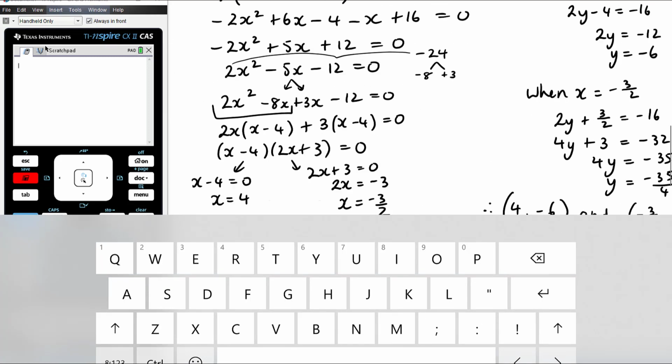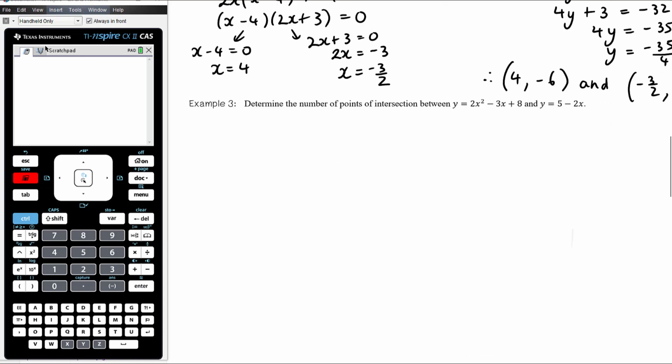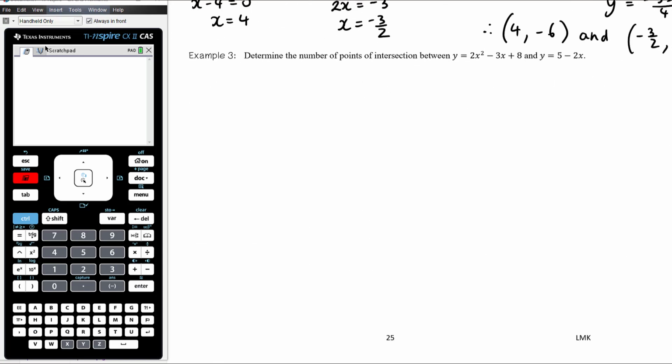Now, example 3 is determine the number of points of intersection between these two graphs. Now, it's not asking us to actually find the points of intersection, it's asking us to find how many points of intersection there are. So, you'll recall that when we want to know how many solutions a quadratic equation has, we use something called the discriminant, and that's going to be useful to us here if all we want to know is the number of solutions rather than what the solutions actually are.